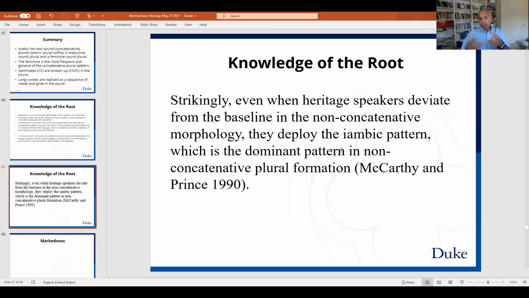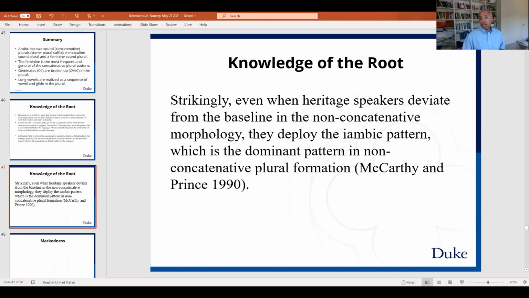They deploy it in the heritage speakers. They deploy the right iambic pattern, and that is really, really remarkable. Meaning that in fact they can extract the root and they can map it on a template. So the notion of the root is there, and that seems to be consistent with the recent debate within the minimalist program, that there is something to the notion of a root in the language. That the root may have some linguistic reality.